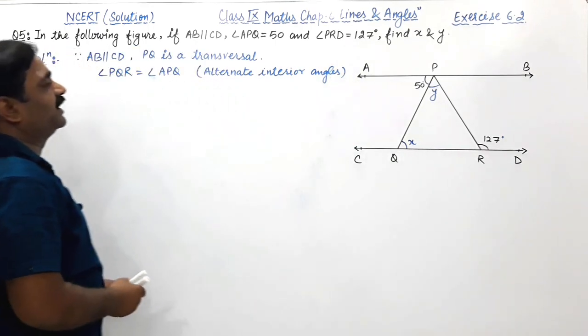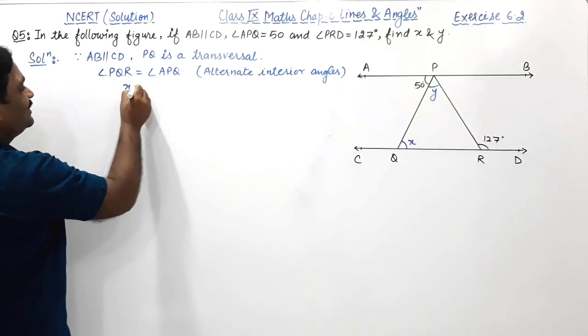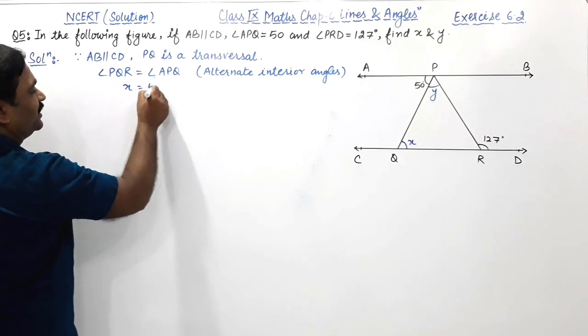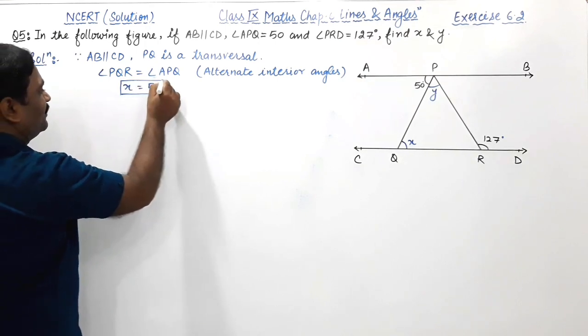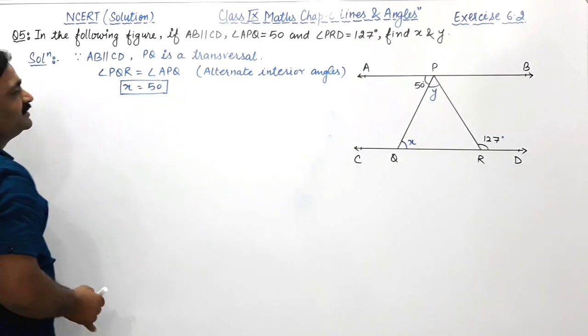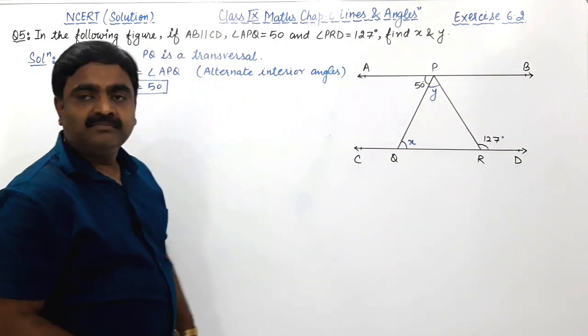Right, friends? Okay. Let us see: PQR is the measure having X and APQ is 50 degrees. So we got our first answer. The value of X is equal to 50 degrees.